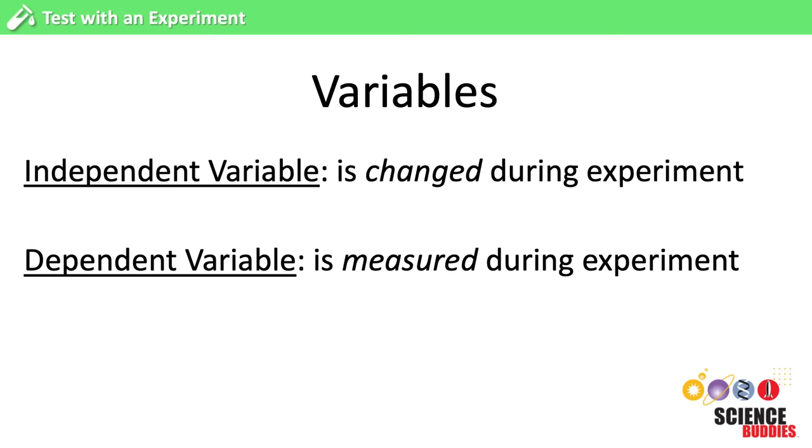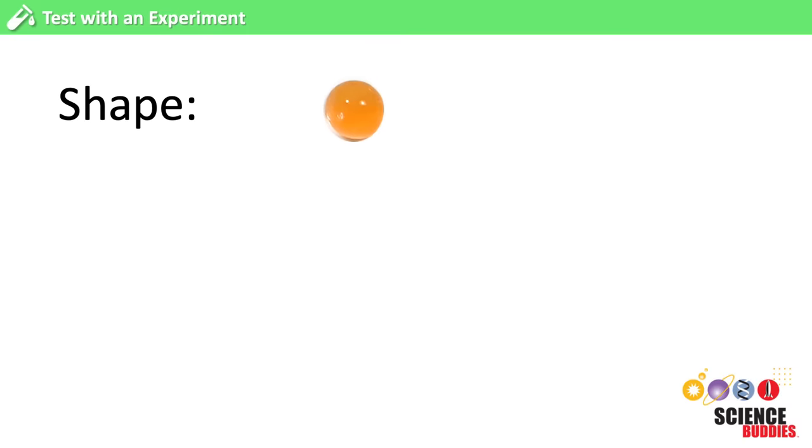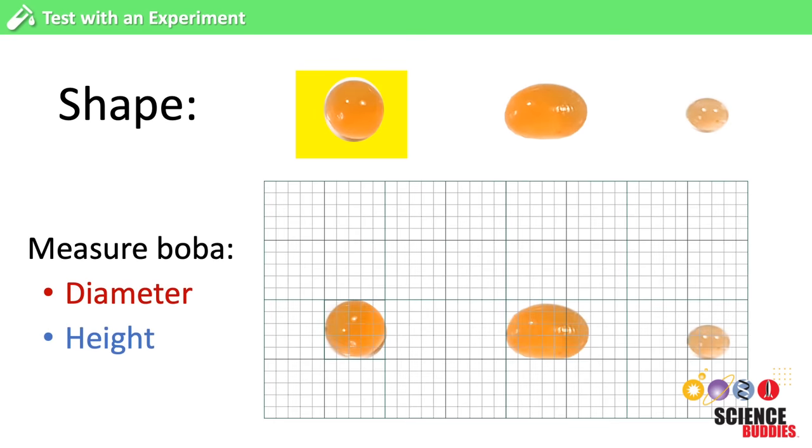The dependent variable is the one that is measured during the experiment to determine the effects of the changes we are making. In our popping boba experiment, we want to know if the shape of the popping boba changes. Since good popping boba is considered to be spherical or ball-like in shape, we could measure the longest and shortest dimension or the diameter and height of the popping boba we make. It is okay to have more than one dependent variable.